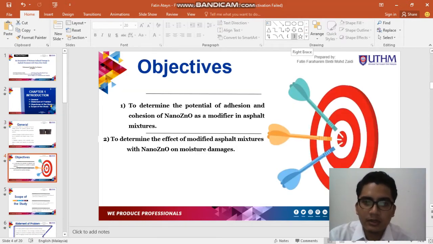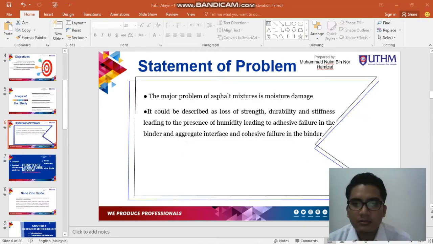My objectives in this final year project are, firstly, to determine the potential of adhesion and cohesion of nano zinc oxide as a modifier in asphalt mixture. Second, to determine the effect of asphalt mixture modified with nano zinc oxide on moisture damage.